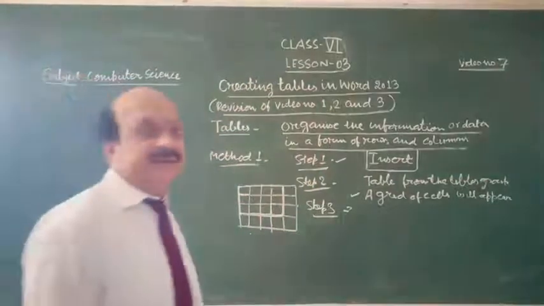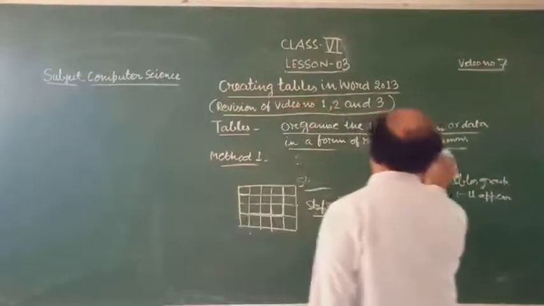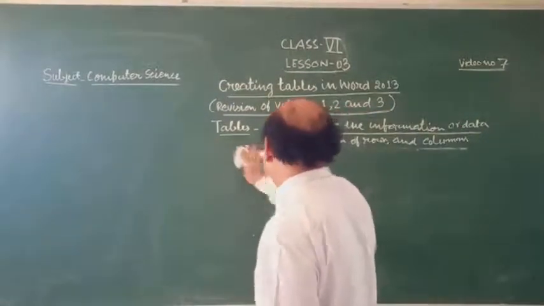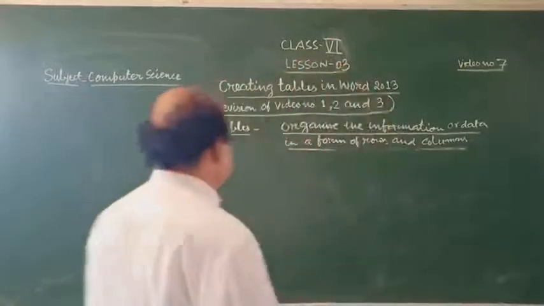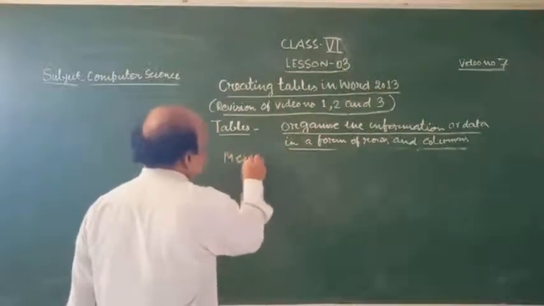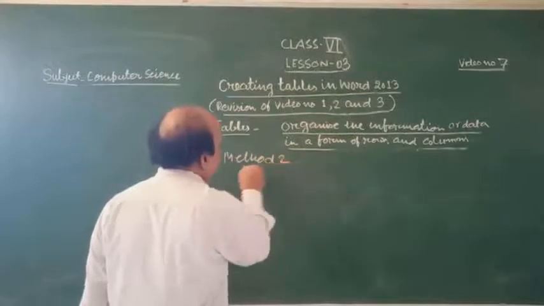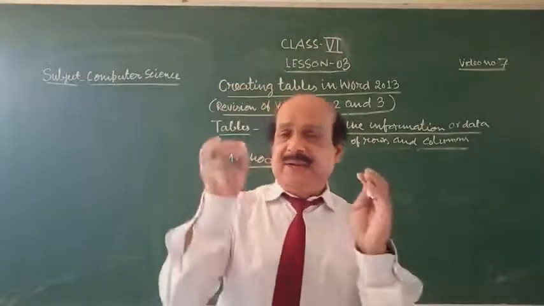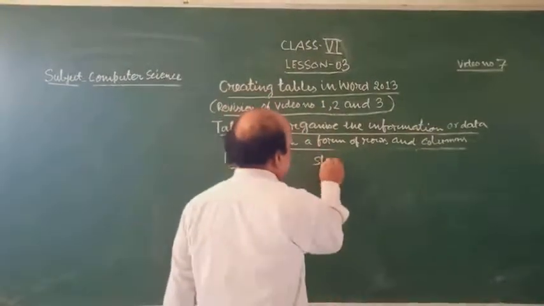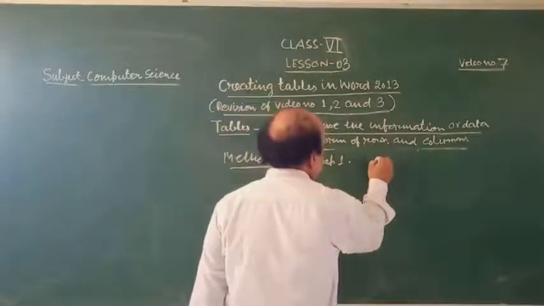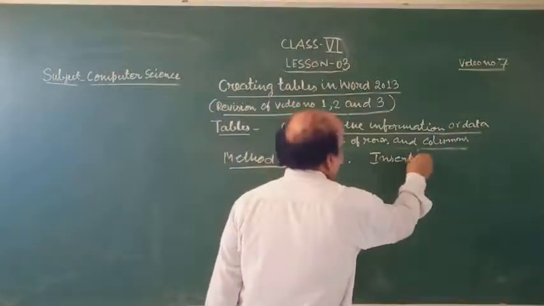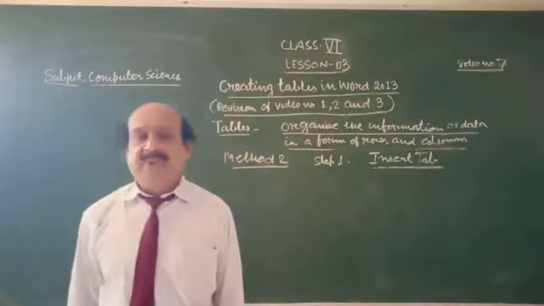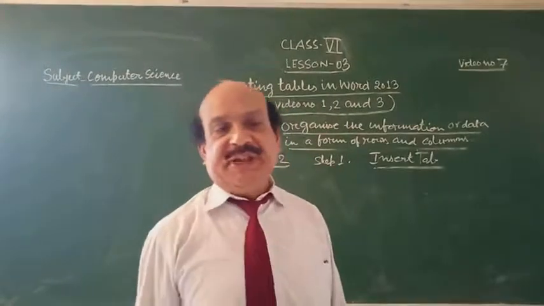So this is how we can create a table. Now the second method I have also told you. Same thing, only a little difference. Method 2. Step 1, what will you take? Click on the Insert tab. For inserting the rows and columns, you will click on the Insert tab. Then you will take step 2.